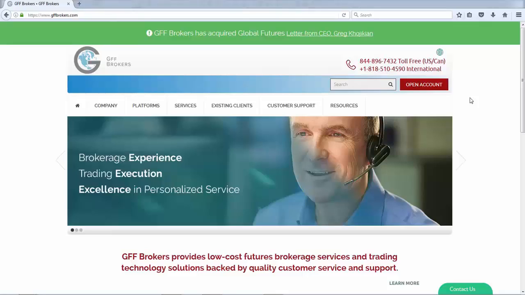Somebody else asked me recently, do you have to have 25,000 in your account in order to day trade the futures? You do not. You can have any amount of money in your account that the broker is okay with, and all brokers have a minimum. For instance, Interactive Brokers has a $10,000 minimum to open the account. Apex Futures has a $4,000 minimum. GFF Brokers, the last time I checked, has a $2,000 minimum. So they all have minimums that you need to open the account up with.